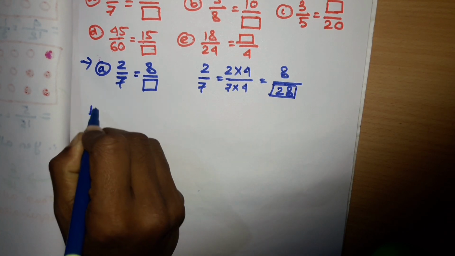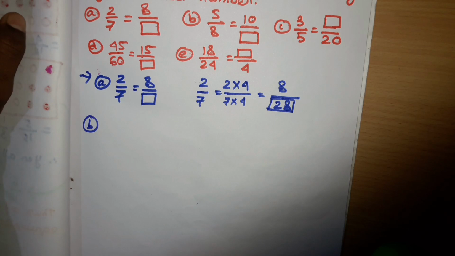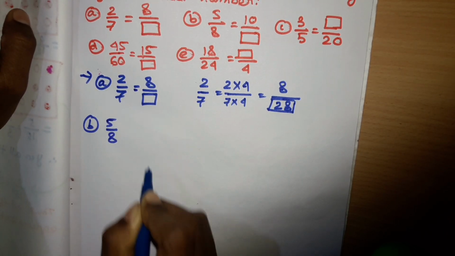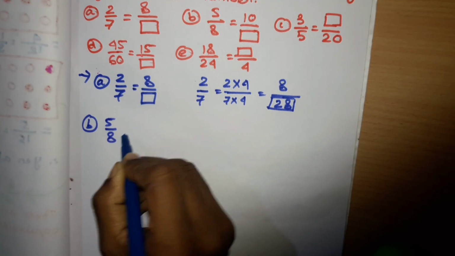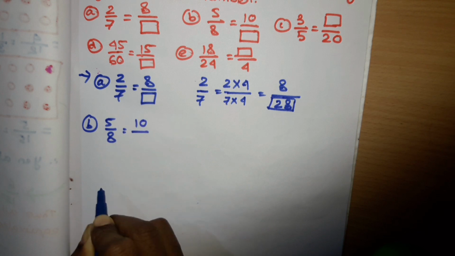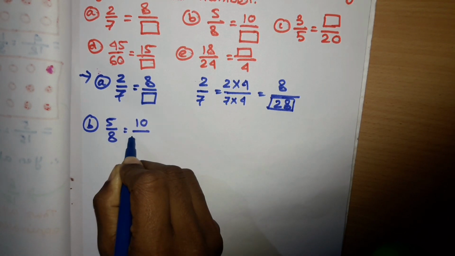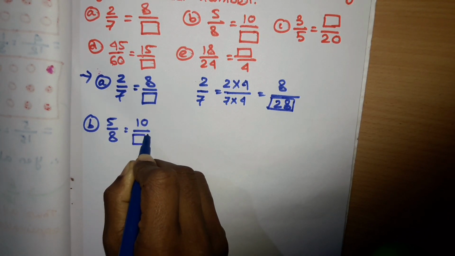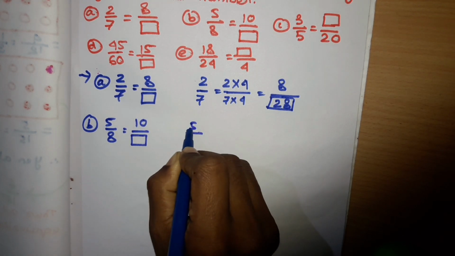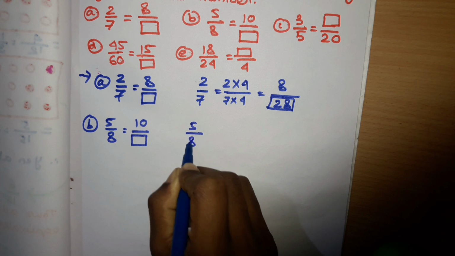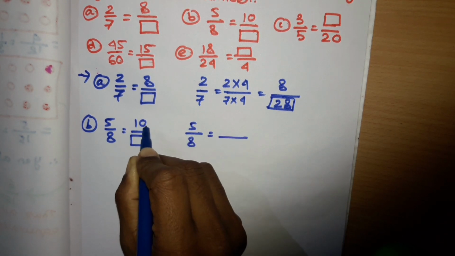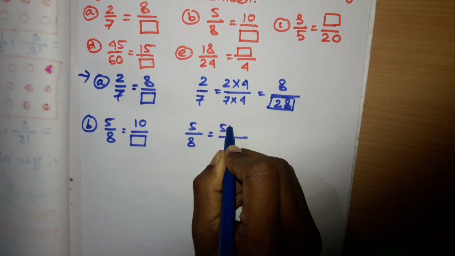In number B, what is 5 by 8? And what is given on the right side? There is 10. There is a box. Now see, 5 in the numerator and 8 in the denominator. Now there is a 10. How do we get 10 on the right side?